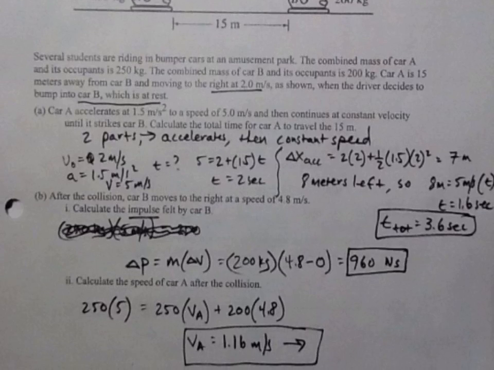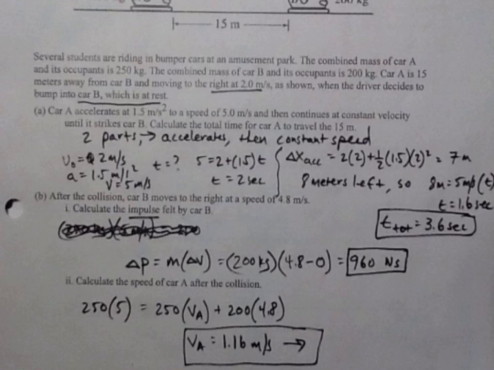Now, the two collide with each other, and after the collision, we want to know the impulse felt by car B. Now, we know that car B starts at rest. Impulse is simply a change in momentum, so mass times the change in velocity of car B. We're only looking at car B right now. So its mass is 200 kilograms. Its final velocity is to the right at 4.8 meters per second, minus 0 because, again, it was at rest, and we get 960 newton seconds.